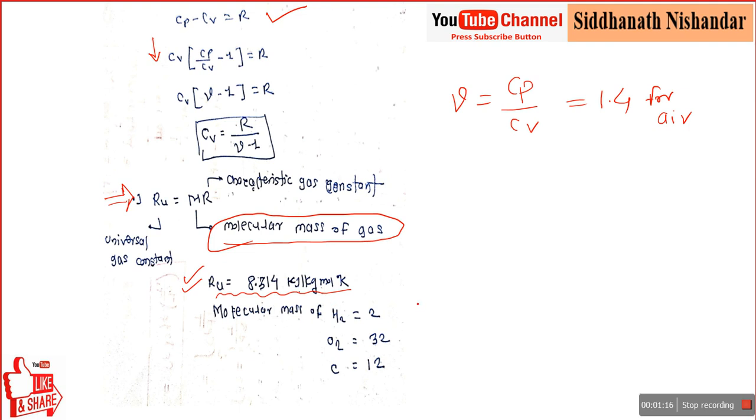For solving numericals, we need some molecular masses: hydrogen 2, oxygen 32, carbon 12. Mostly these are the molecular masses of the particular gases that are used. In some previous exams, they are not given directly, so you must remember at least a few molecular masses of gases. Generally used are hydrogen, oxygen and carbon.